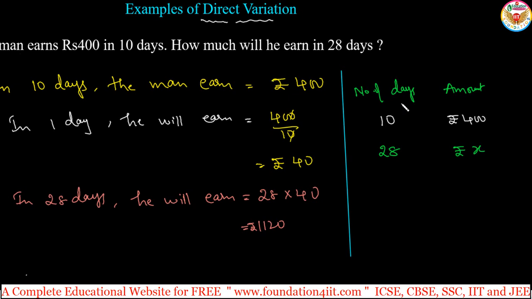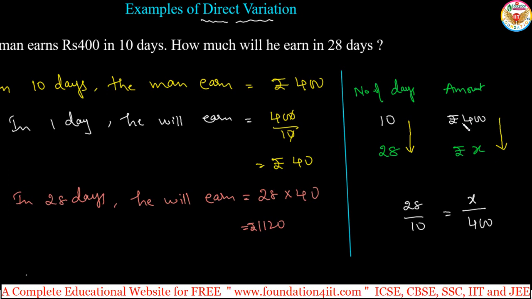Since it is a direct variation, this value is increased from 10 to 28, so the other quantity must also be increased. Since it is direct variation, you have to find the x value using the same numbers. So x divided by 400 is exactly equal to 28 divided by 10. Same number, same position. Or else 400 divided by x is equal to 10 by 28. Since it's direct variation, same side quantity divided by same side quantity.